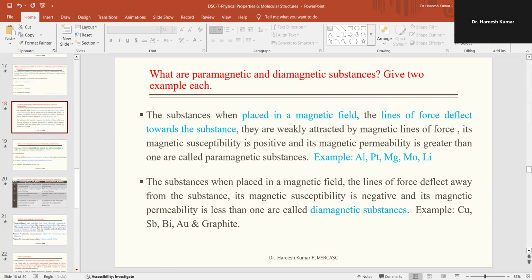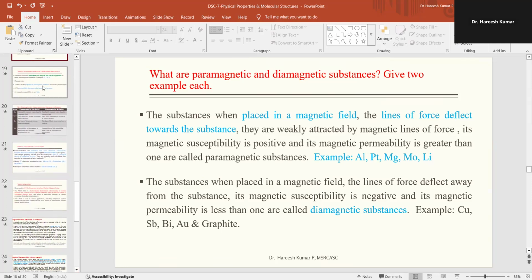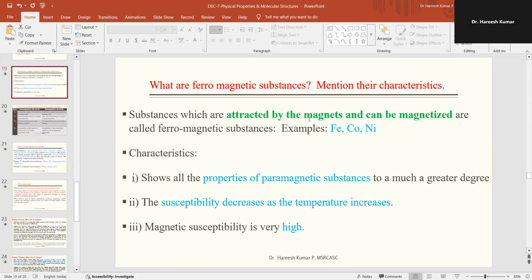So I will take one more question. That is, what are ferromagnetic substances? Mention their characteristics. Substances which are attracted by magnets and can be magnetized are called ferromagnetic substances. Examples are iron, cobalt, nickel.